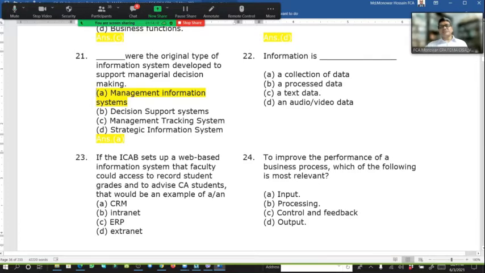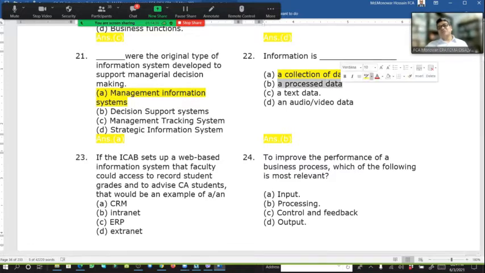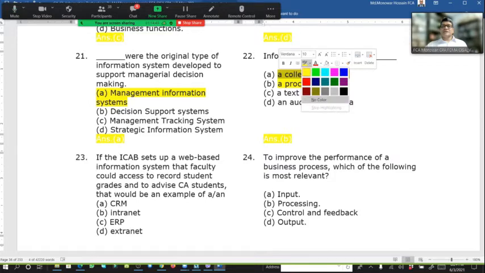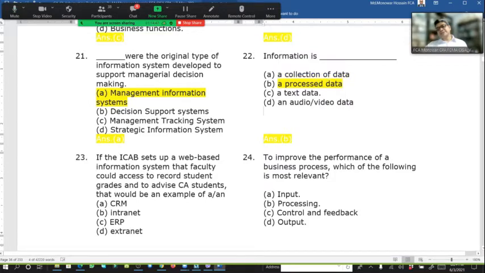An information system, what is that? A collection of data. Let's see the answer. Oh, it is processed data. So the answer is processed data. Information means processed data. That means the data we have worked on is information. More or less it is similar, but look here, information is processed data.